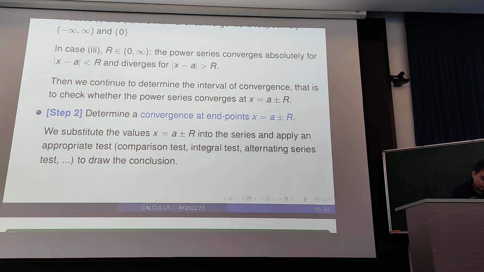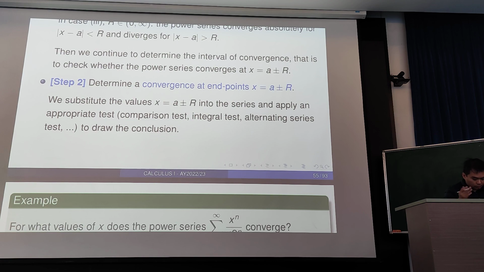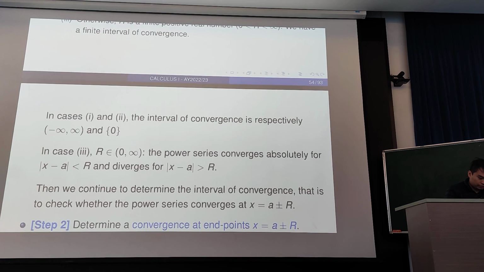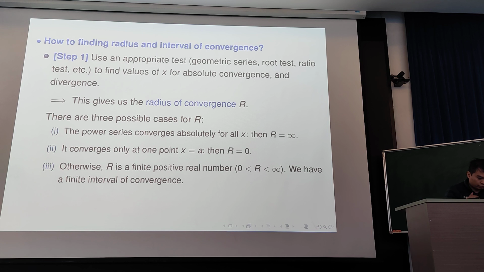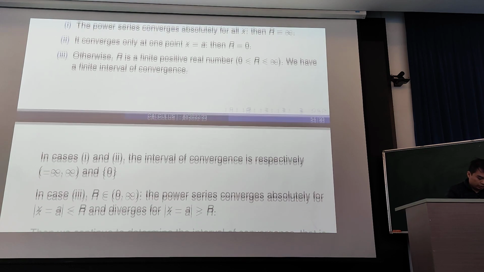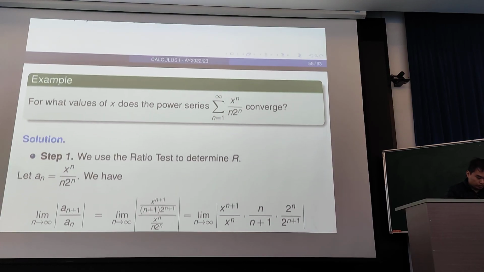So when you substitute x equal to the endpoint into the series formula, you have a normal series of numbers. Then you can use tests for convergence or divergence. That is two steps to find the radius of convergence and interval of convergence. Now we will take a look at some examples to see it clearly.